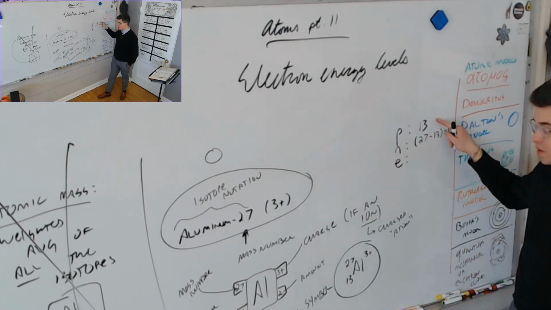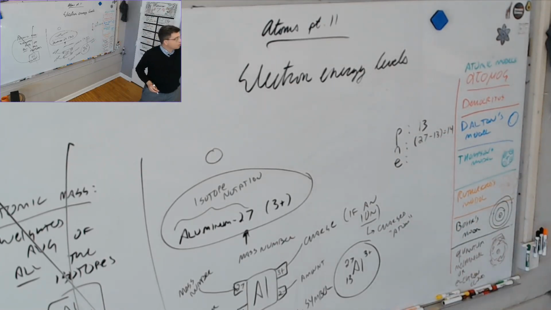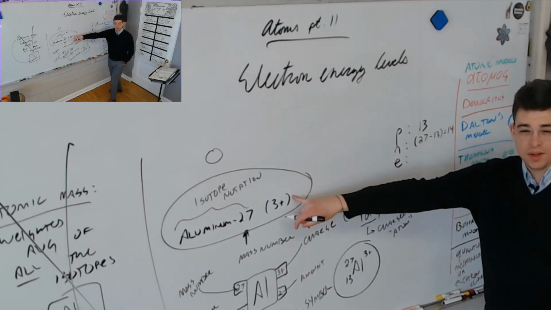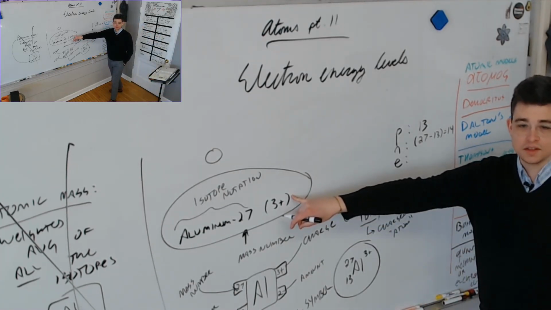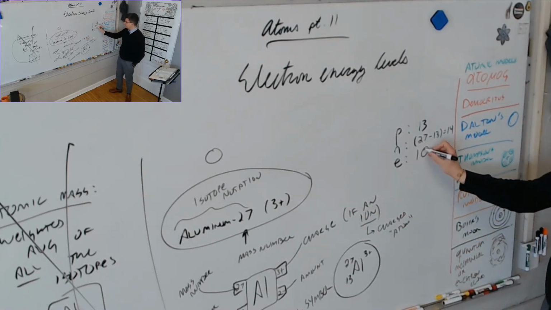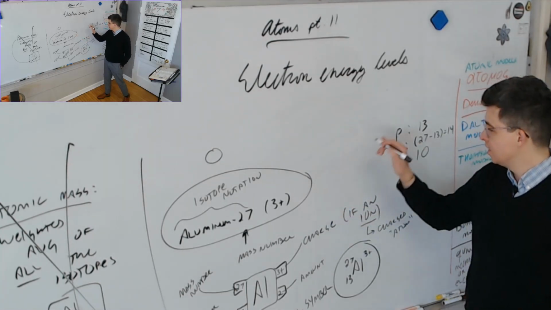Can we change how many protons it is? No. Can I just make this 16? No, because if I make it 16, now it's sulfur. So that doesn't work. So I must change the number of electrons. If it's 3 plus, I have to do what with the number of electrons? Subtract 3. So it'd be 10 electrons. So if you see a positive charge, subtract electrons.